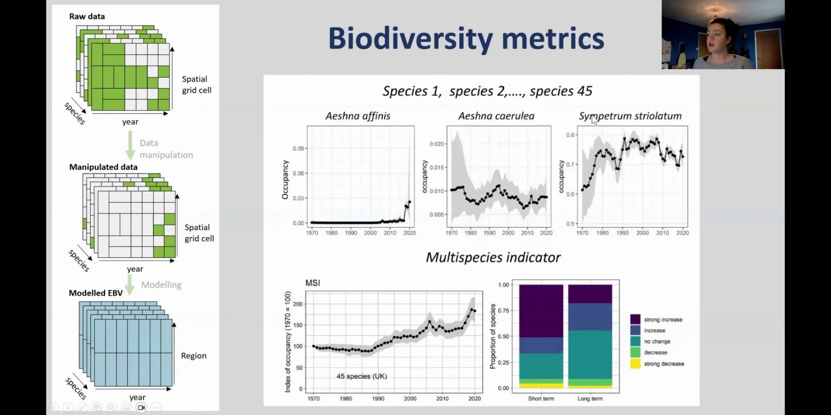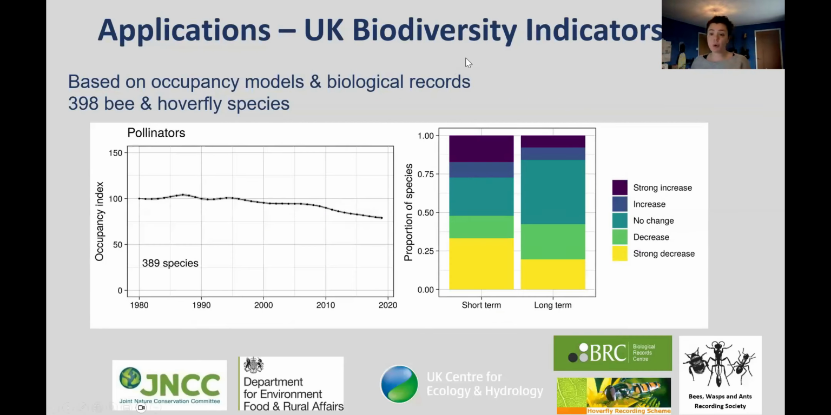So these are the outputs that come out of the models, and there are a lot of different applications that we've been able to use this workflow and these outputs in. This is the workflow that we use to produce the official UK Biodiversity Indicators. And what you see here is indicator D1C, which is the indicator for the distribution of pollinating insects in the UK. It is based on occupancy models and biological records data for 398 bees and hoverfly species. And the data comes from the Bees, Wasps and Ants Recording Society and the Hoverfly Recording Scheme.